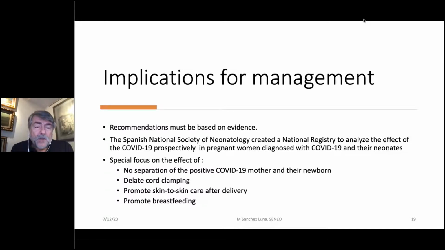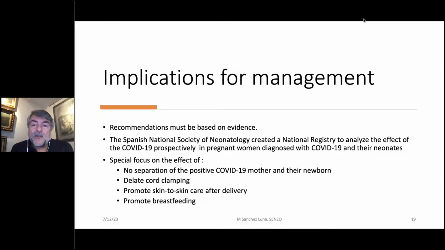So we kept this recommendation that came from the National Society of Neonatology because we wanted to have evidence that these recommendations were really safe and effective, with results for our babies in our country. So this is why we created this national registry at the beginning of April this year.